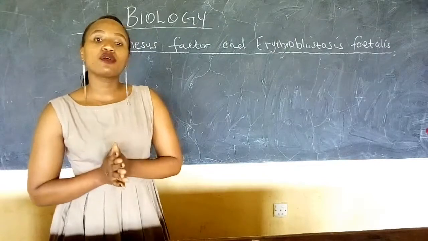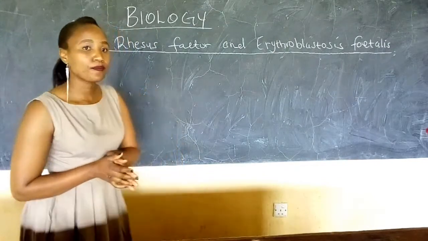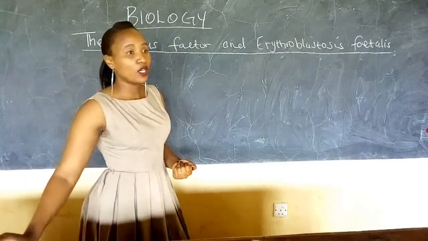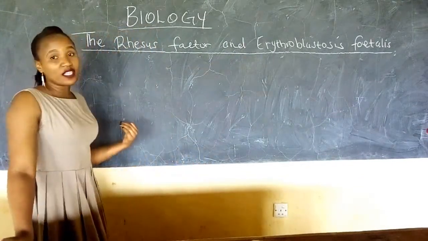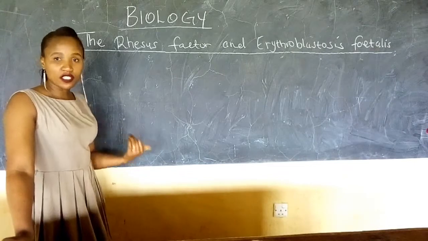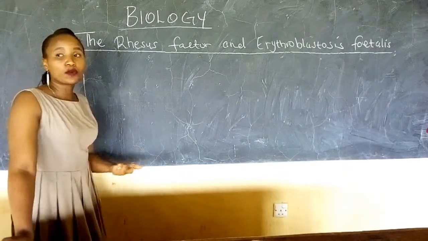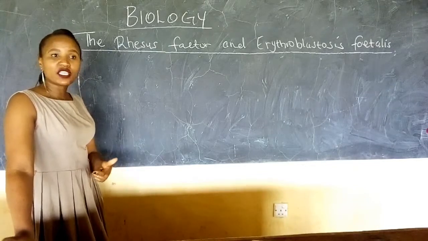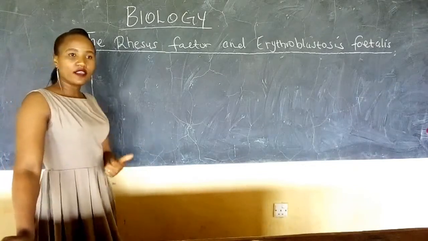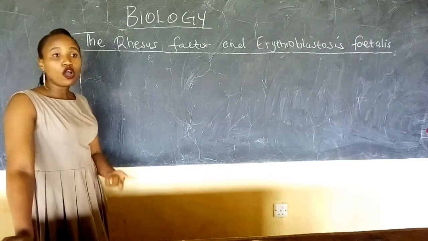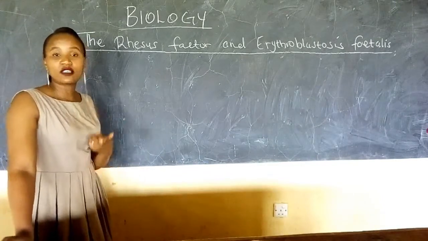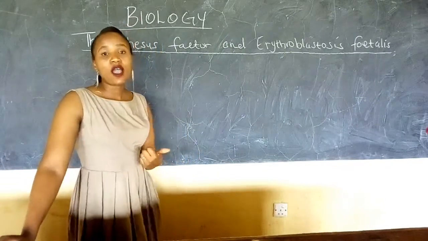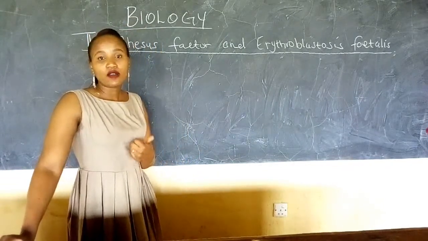Today in this tutorial we are going to look at the rhesus factor and Erythroblastosis fetalis. As we have seen in the ABO system, we know that the blood group of a person is defined by either the presence or absence of antigens in the red blood cell membrane, or antibodies present in their blood plasma.